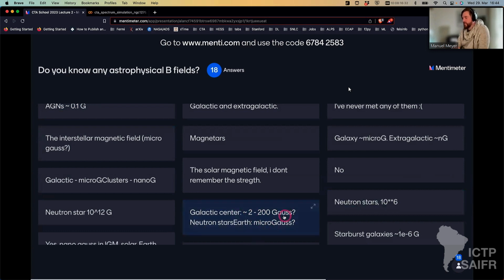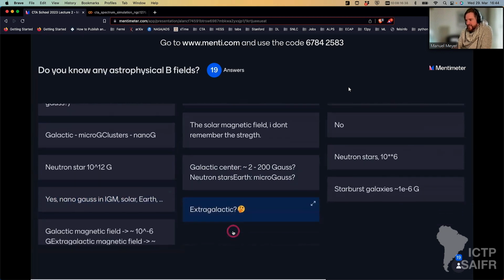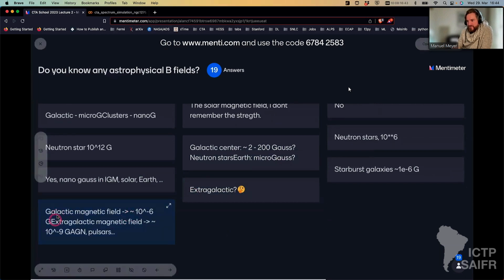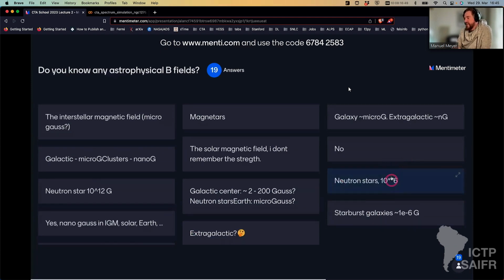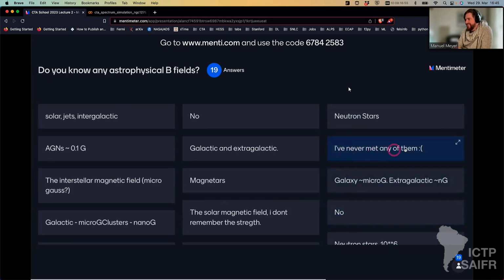I'm actually not sure about that. Nanogauss and intergalactic. Yeah, these are just limits though. Extragalactic. Yeah, we'll cover those. Galactic magnetic fields and microgauss. Yeah, very good. Okay, starburst galaxies, also microgauss, neutron stars. Actually more. Neutron stars can have up to 10^12 Gauss or even higher. I've never met any of them.